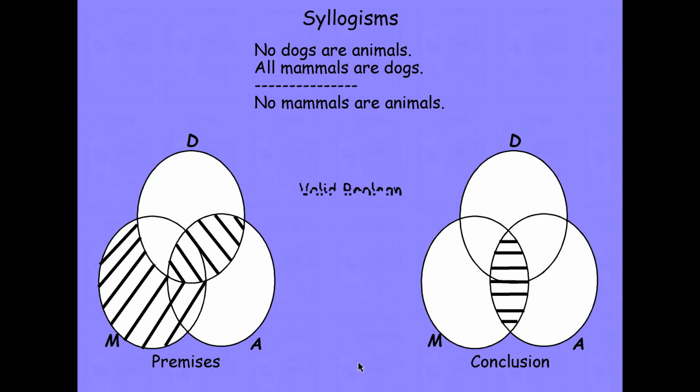So this argument is valid in Boolean. And because it's valid in Boolean, it's also valid in Aristotelian. So I'd write valid Boolean, valid Aristotelian, or valid in both logics. Let's look at one last example.